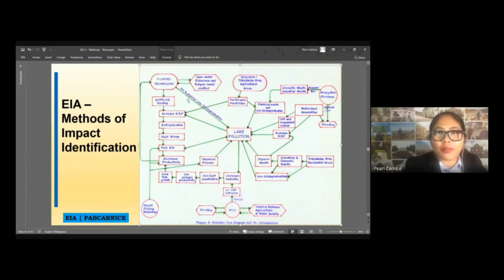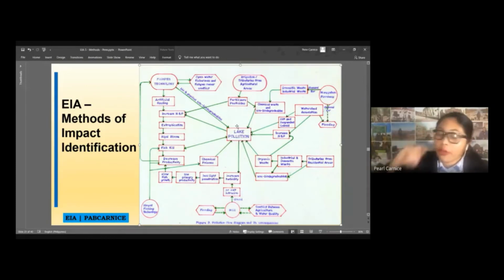For example, it is being contributed by the fish pen technology, in which there is an artificial feeding, and this artificial feeding can increase nitrogen and phosphorus, and at the same time, it can cause eutrophication, algal bloom, and can cause fish kill. If there is a fish kill, of course, it will affect the lake, or it can contribute to the lake pollution. At the same time, the increase of nitrogen and phosphorus because of the artificial feeding can also contribute to the lake pollution.